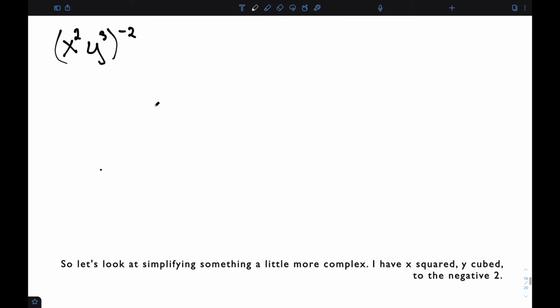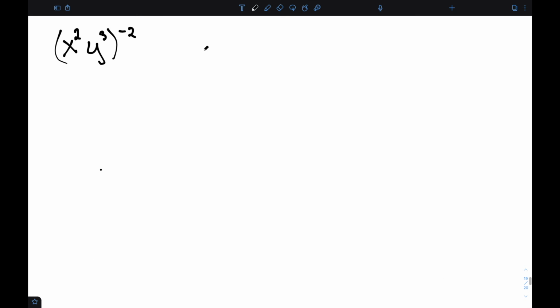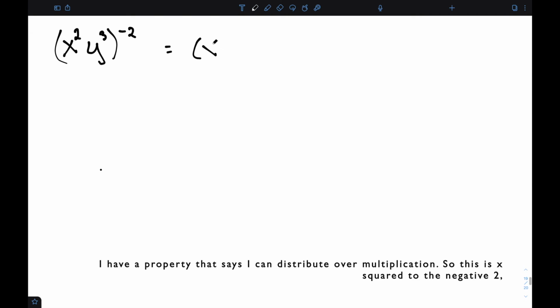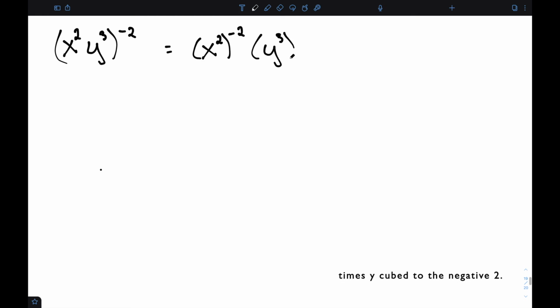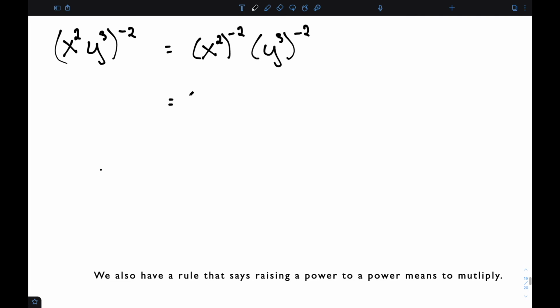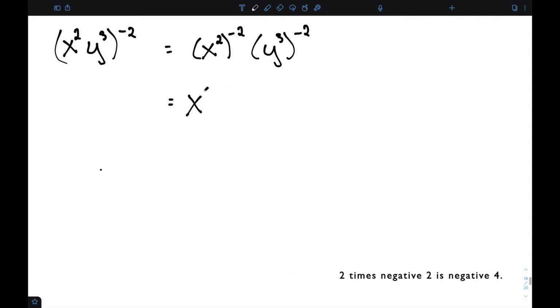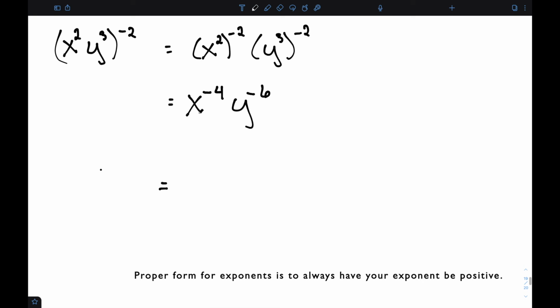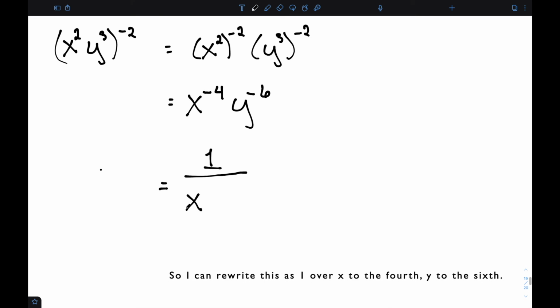So let's look at simplifying something a little more complex. I have x squared y cubed to the negative 2. I have a property that says I can distribute over multiplication, so this is x squared to the negative 2 times y cubed to the negative 2. We also have a rule that says raising a power to a power means to multiply. 2 times negative 2 is negative 4, and 3 times negative 2 is negative 6. Proper form for exponents is to always have your exponent be positive. So I can rewrite this as 1 over x to the 4th, y to the 6th.